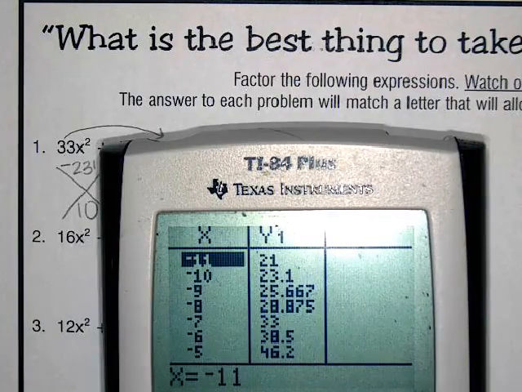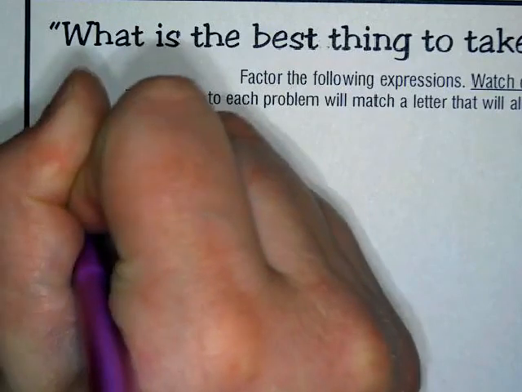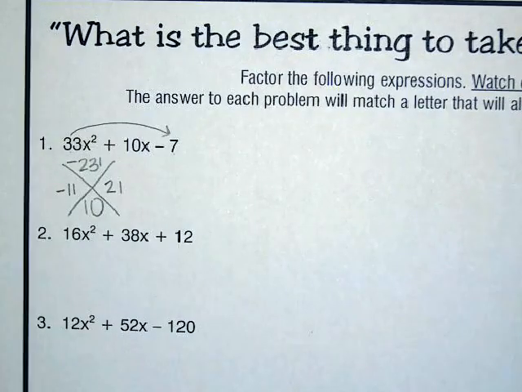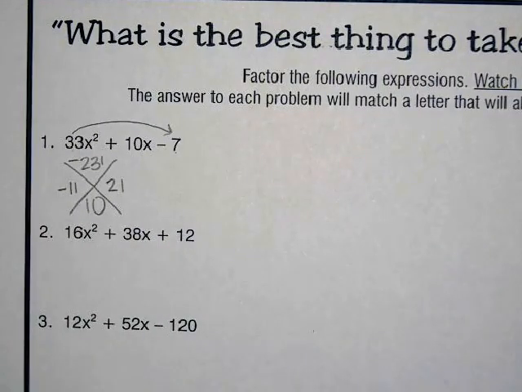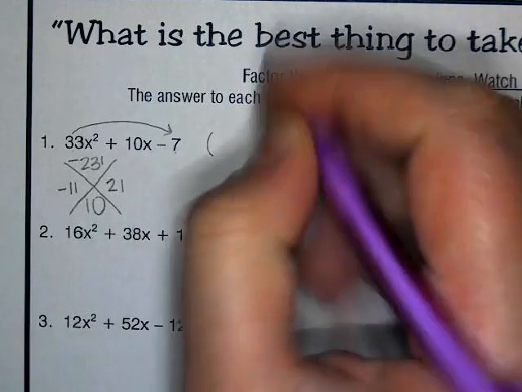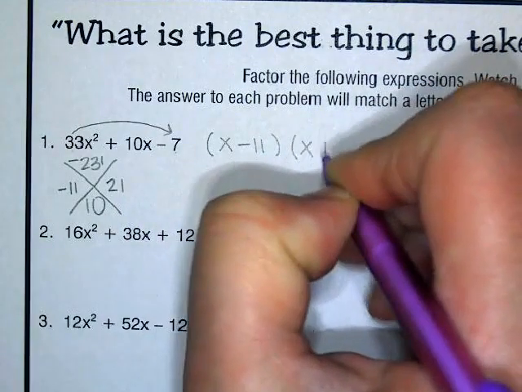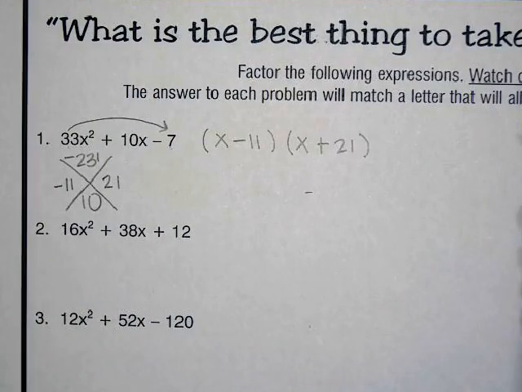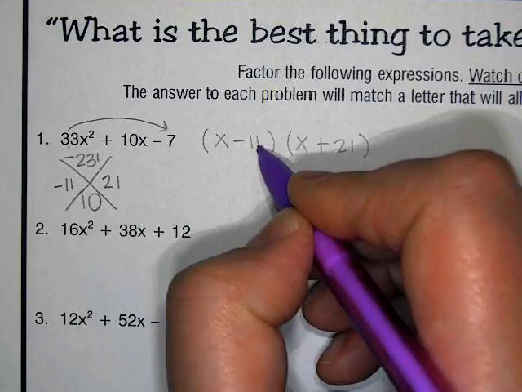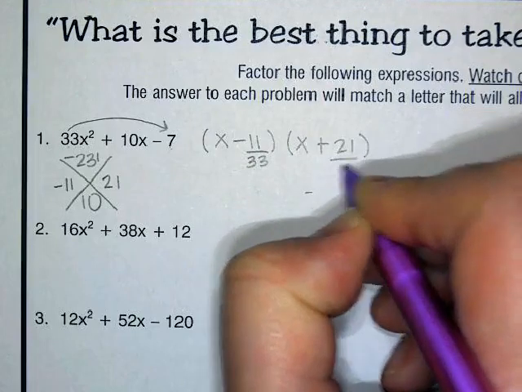Anybody else find it? What are the numbers? Negative 11 and positive 21. Negative 11, positive 21. Okay. So once I have the 2 numbers, what do I do? Okay, so x minus 11, x plus 21. Okay? Yeah, I divide it by the number that I slid. So I slid a 33, so I'm going to divide by 33. Okay?